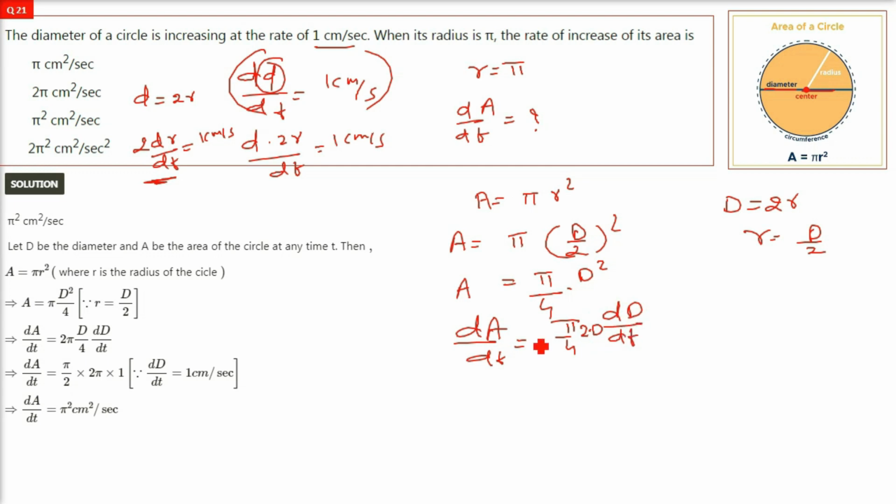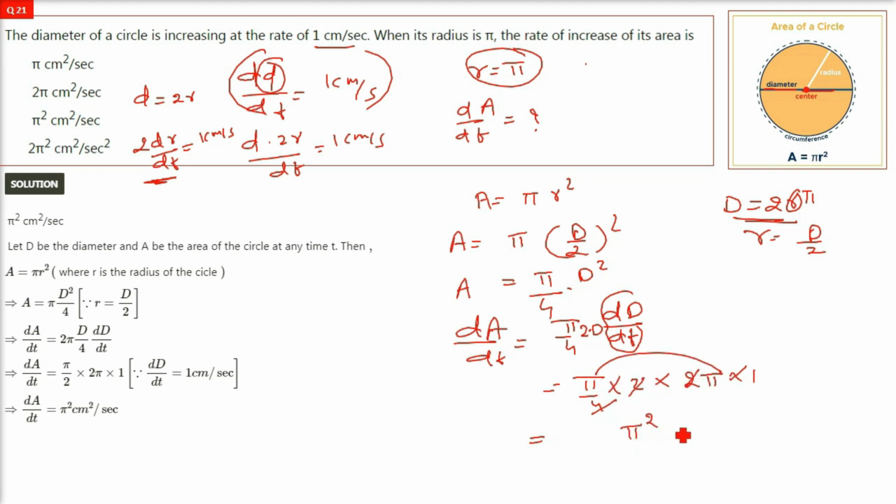Now dD by dt is already given to us, 1 centimeter per second. Radius is also given to us, pi. So here is a relationship between diameter and radius. Pi by 4 into 2, diameter is 2 pi, because the radius is pi, so diameter will be 2 pi. And this is 1 centimeter per second. So you can cancel these, giving pi square centimeter per second. So A is the correct answer.